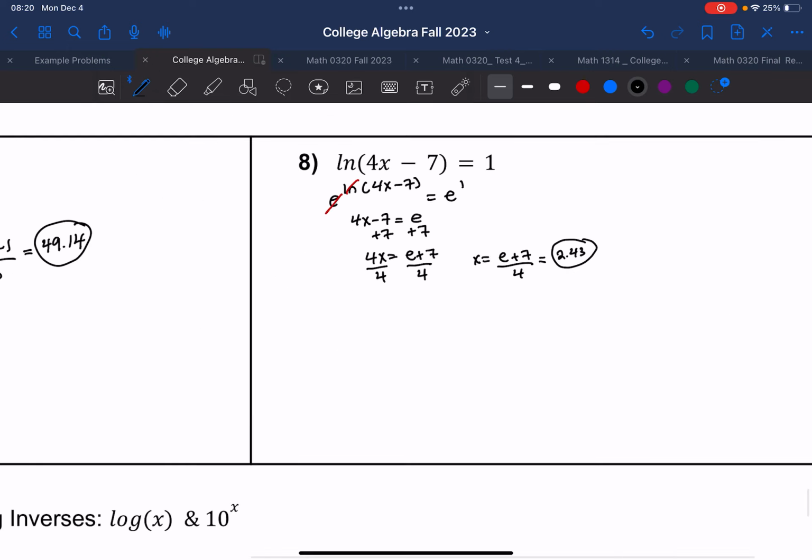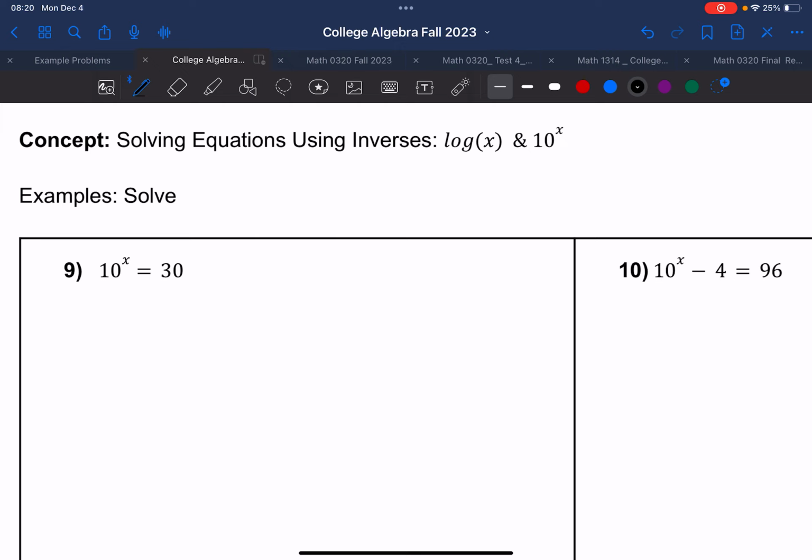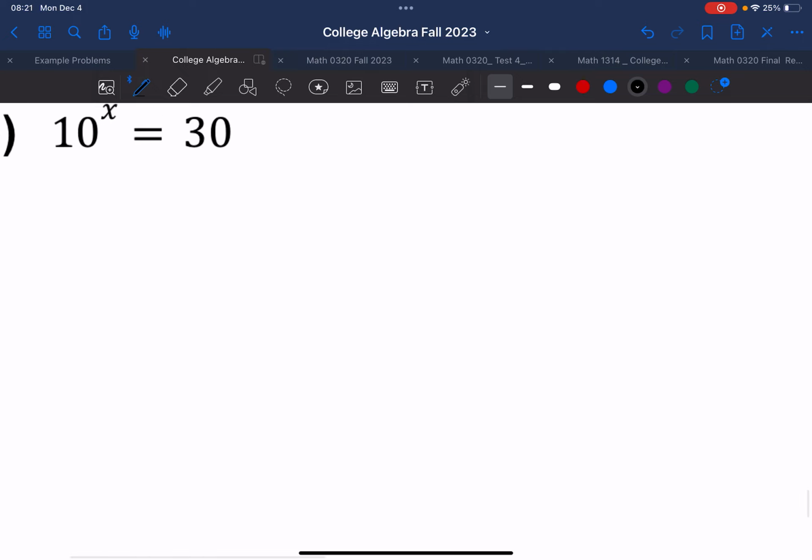So the last concept here is solving equations using inverses, but now we're looking at log of x and its inverse, 10 to the x power. So now if we see 10 to the x power, we're using log to cancel, or if we see log, we're using 10 to the x power to cancel. Okay, so let's look at that in some examples.